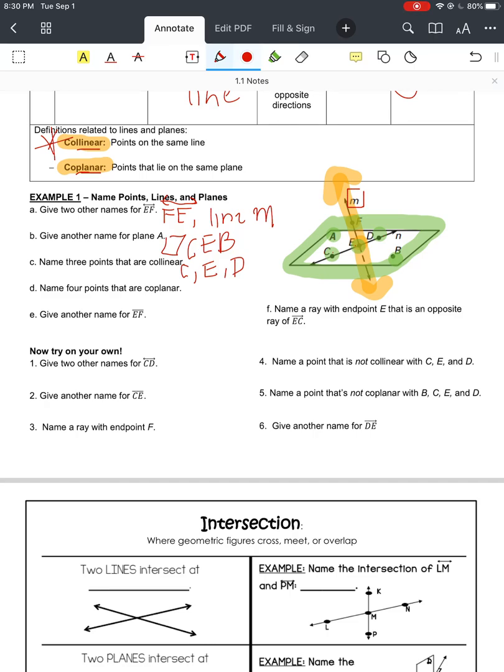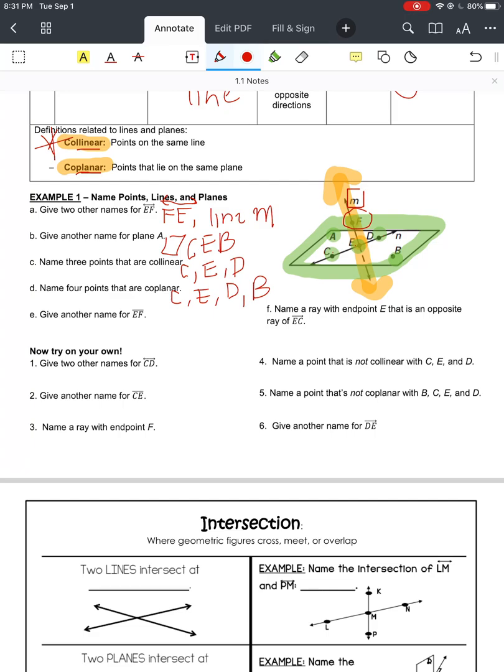Letter D, 4 points that are coplanar, 4 points on the same plane, the 4 that we highlighted in green. C, E, D, and B. F, this point here, F is lying above the plane. So think of it as a sheet of paper or the tabletop desk. You can hold your hand above the desk. So that would be like a point above the plane.